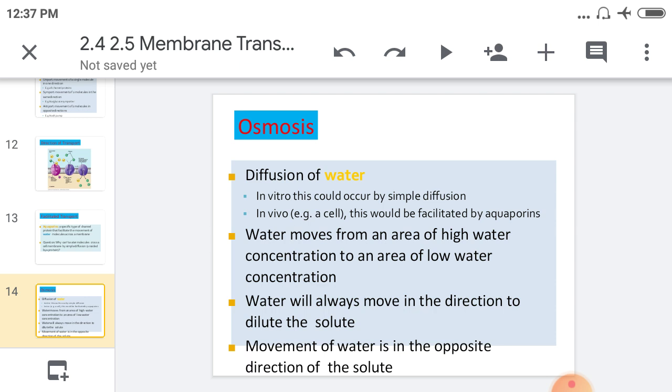Then going toward osmosis, the diffusion of water. It means in vitro this could occur by simple diffusion, and in vivo it will be facilitated by the aquaporins. Water moves from an area of higher water concentration to an area of lower concentration.